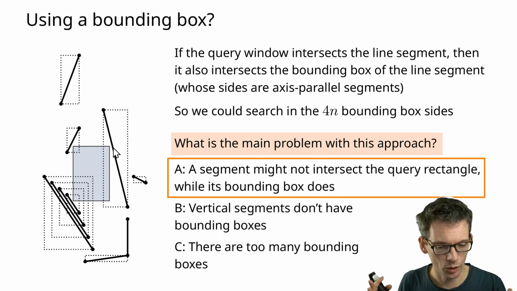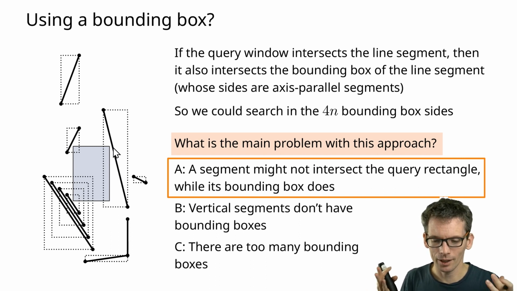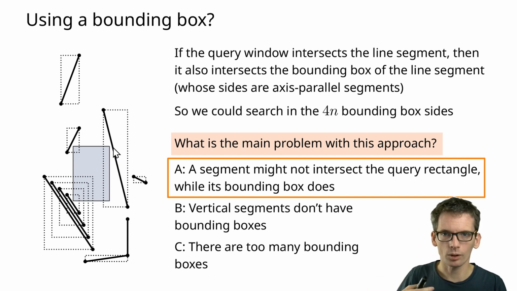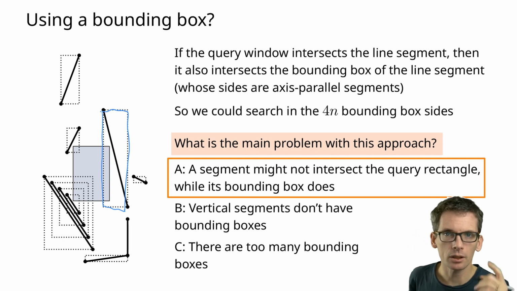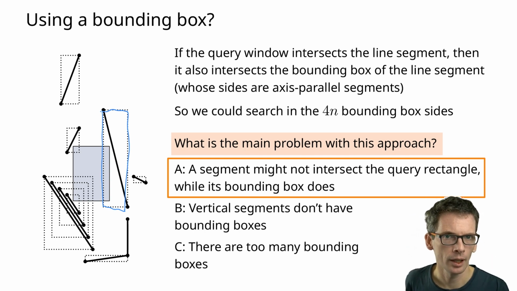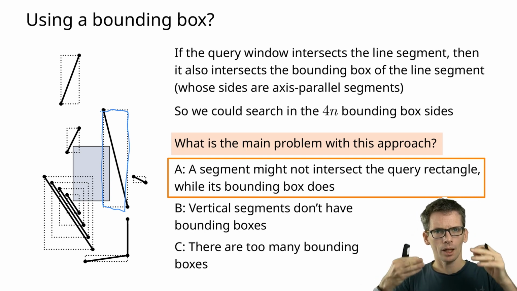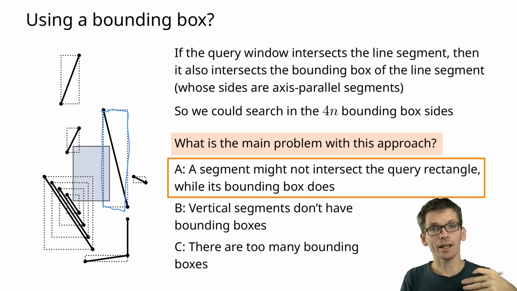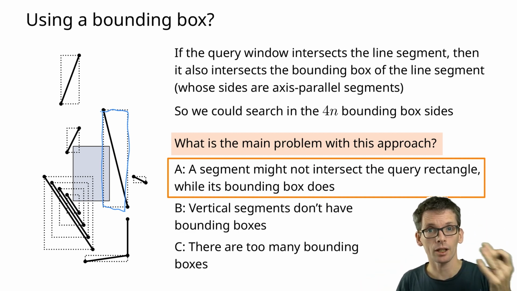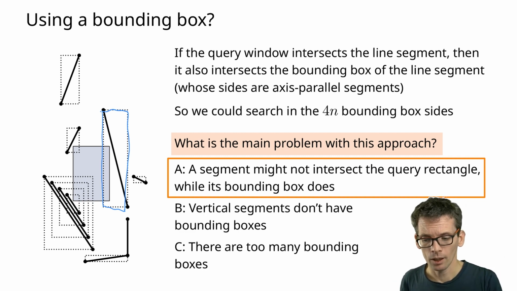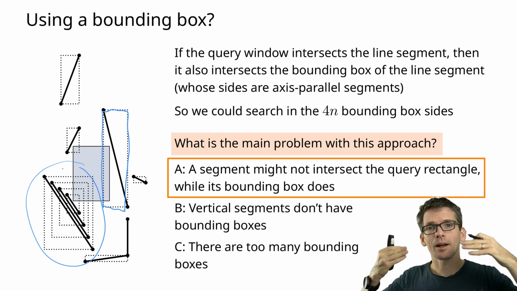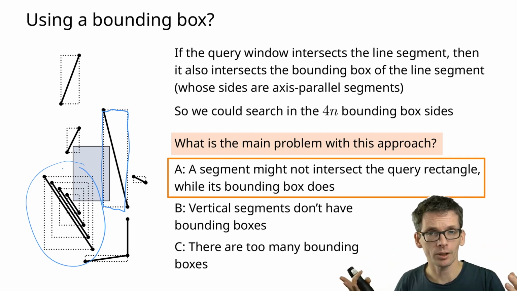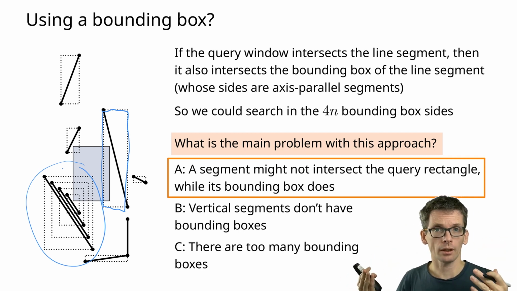This one hopefully was not too difficult. The problem here is that we could have bounding boxes that intersect my query, like this one here, but the segment does not intersect my query. That means in my query I will find that segment, and then I still need to check whether it's actually intersecting. And this demonstrates a worst case setting: I might need to check a linear number of segments in this way, which all don't intersect.